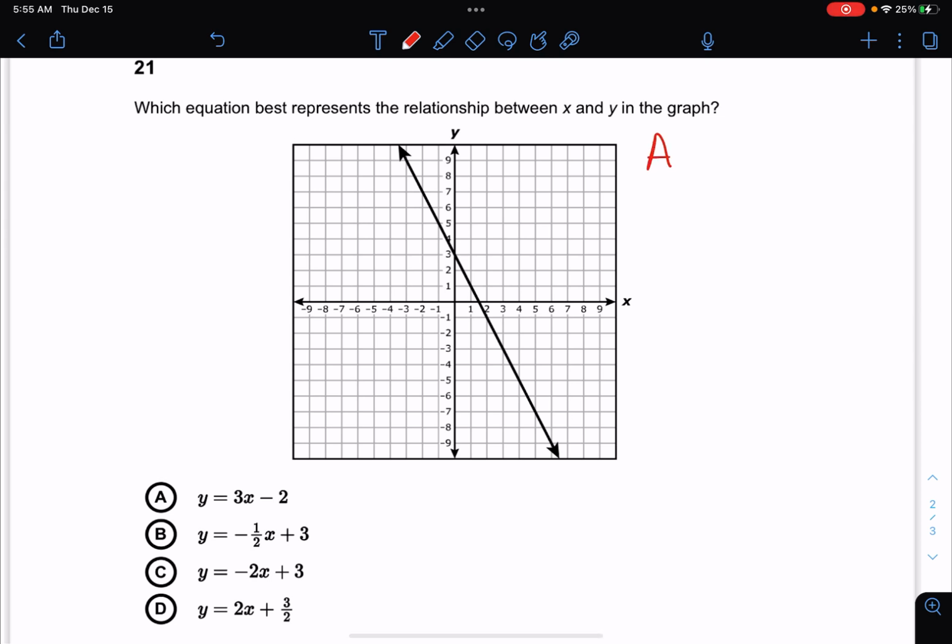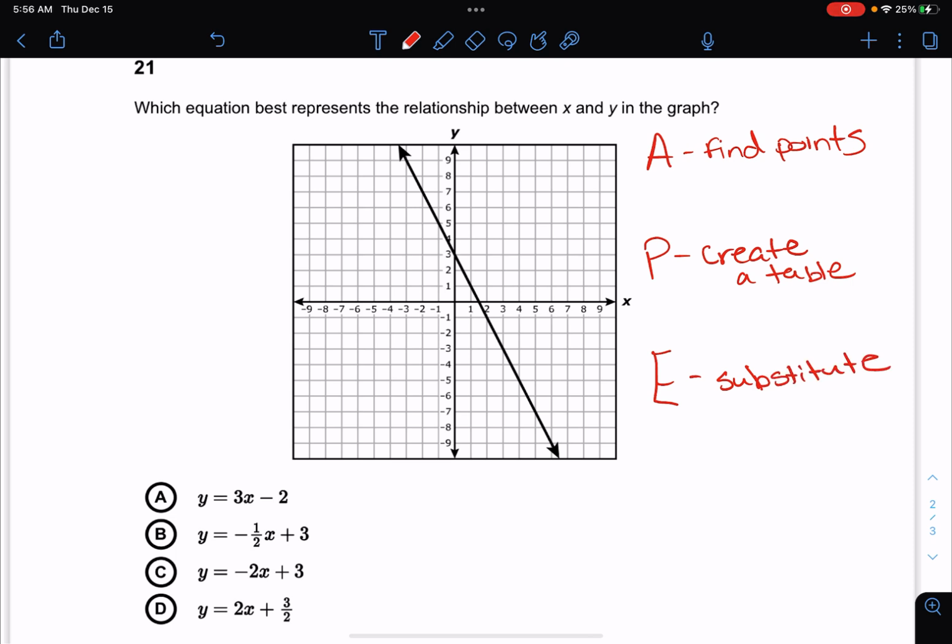Okay, so again, you're going to do your analyze, plan, and evaluate. For the analyze part, you're going to find the points on your graph. For the plan part, you're going to create a table using your points. And then for evaluate, you're going to substitute your x value to see if you get your y value.